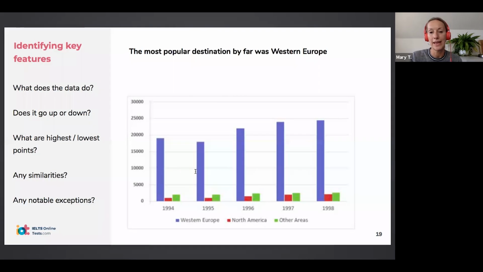And then with the table, the most popular destination by far was Western Europe. Okay, what does by far mean? Yes, a huge difference. Yes, I guess. Yeah, so it just means there's a huge difference between the number that went to Western Europe and the others. Okay, as you can see, there's a huge difference. So that expression by far is a useful one to use there.